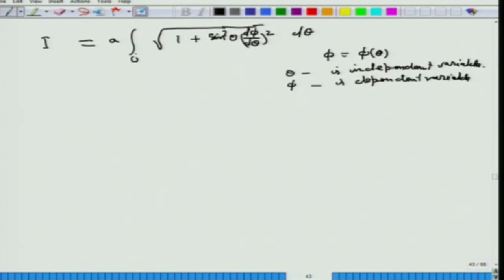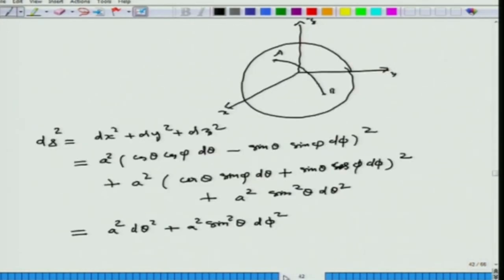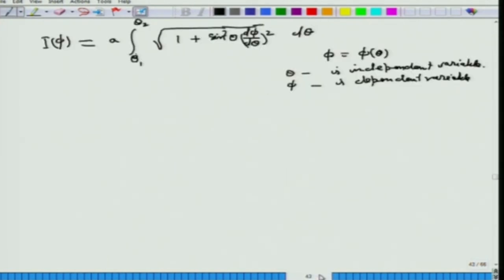So, here it will be a function of this phi, and so that is what we will write as I of phi, and this is lying between two angles here, theta 1 and theta 2. Integration over theta lying between theta 1 and theta 2, where theta 1 will be for this A and theta 2 will be for B. So, that is what we have here. So, for this f is now a times the square root of 1 plus sin square theta phi dash square, where phi dash means d phi by d theta.